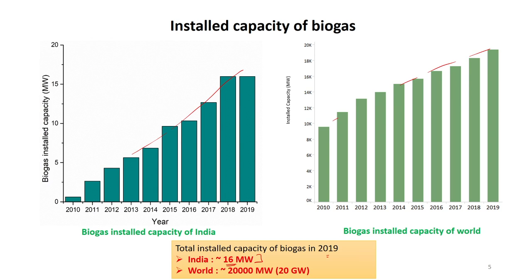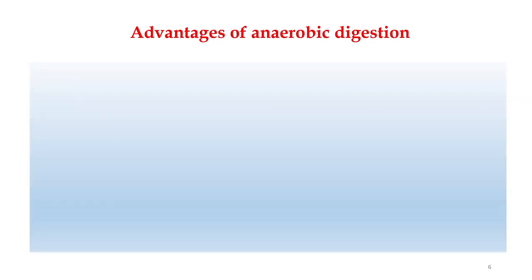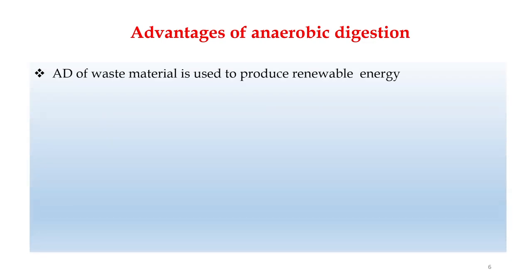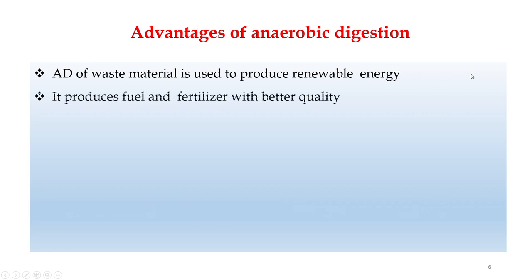And it is expected that it will rise, because we need to handle a lot of waste that we generate in our day-to-day life. So what are the different advantages of anaerobic digestion? First, the anaerobic digestion of waste material is used to produce renewable energy. It produces fuel and fertilizer of better quality. On top of it, it's organic.